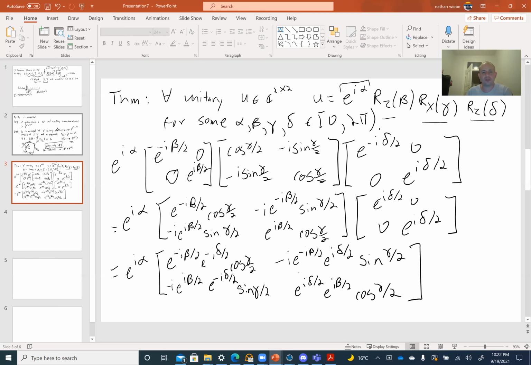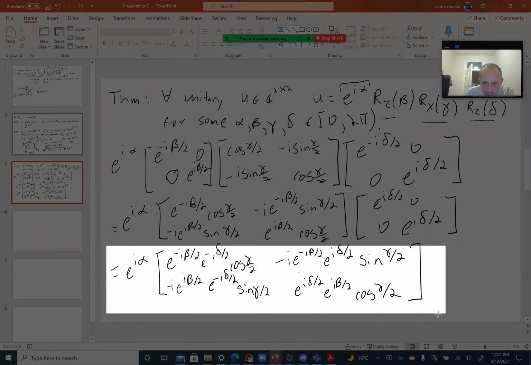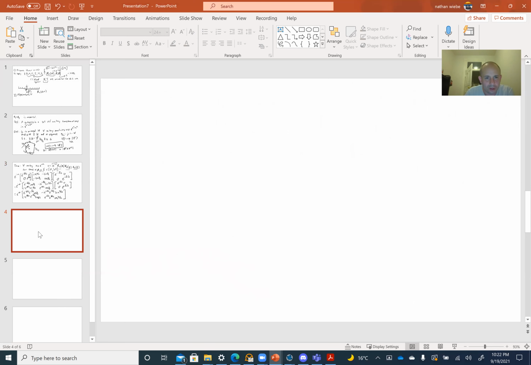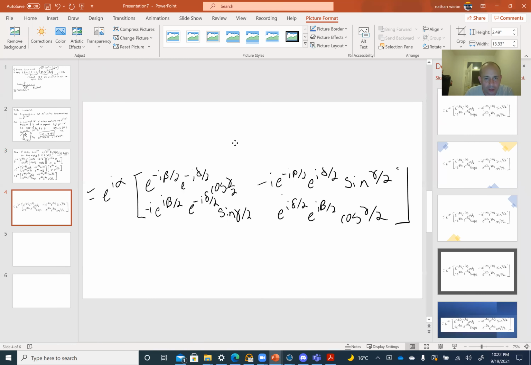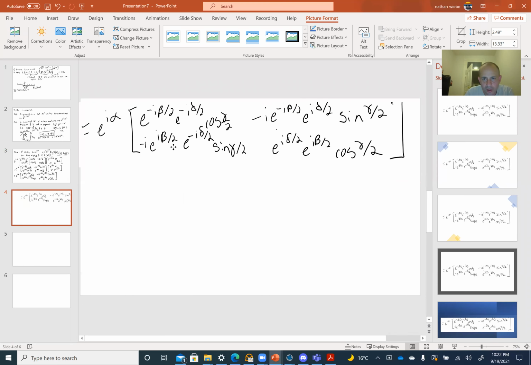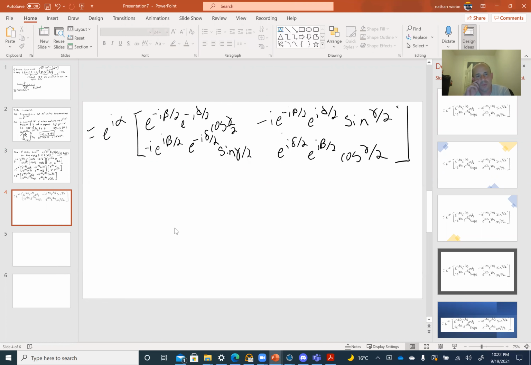Okay, so I'll just copy and paste this onto the next slide because it looks like we've kind of run out of space here. Oh, whatever. It's a good enough copy paste job. It's good enough for government work. Okay. So that is the matrix that we end up producing.